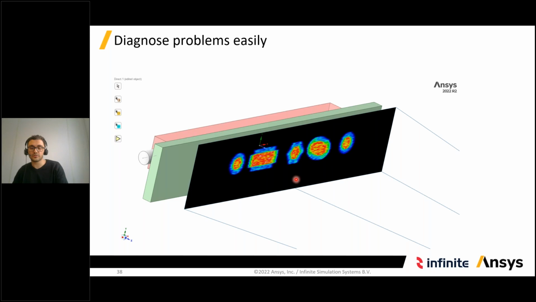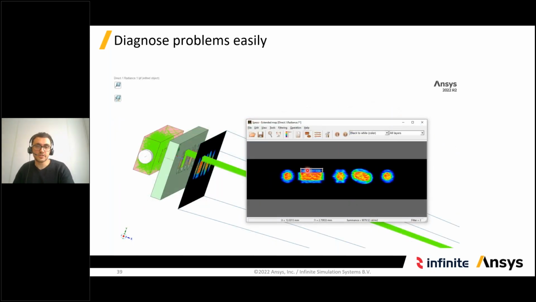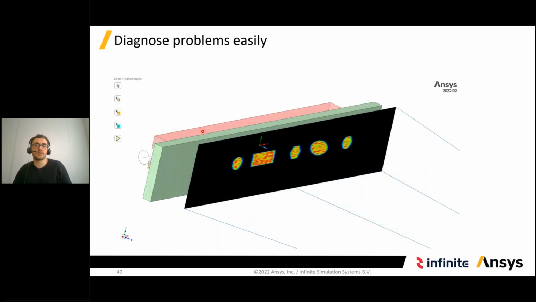So let us look where the problem is coming from. On the sensor, we select the area with the problem on it, and then we see all the light rays that end up there. And we see that those light rays all come from the chamfer here at the button. So by making adjustments to this chamfer, we can easily get rid of this problem. So with SPIOS, you can easily diagnose your problem and make adjustments to it.